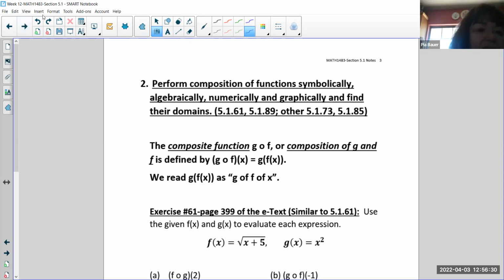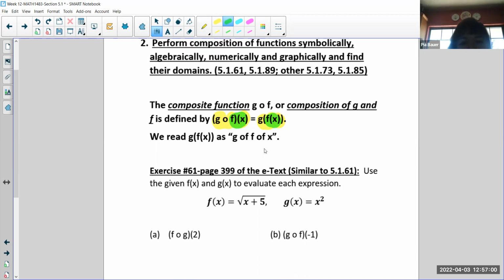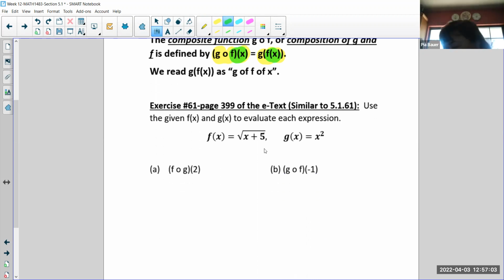So one thing that is very, very important is you're going to notice the notation. It's going to have like a little circle, not a dot. That is called G composition of F. And this is very important. Notice that whatever is closer to the x, whatever function is closer to the x, becomes the inside function. And that is the key to everything we do here.